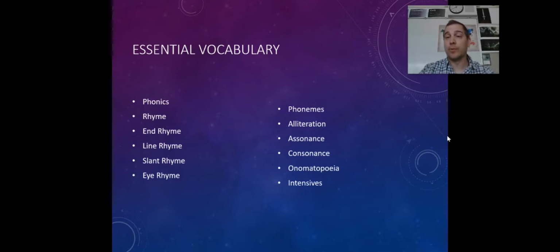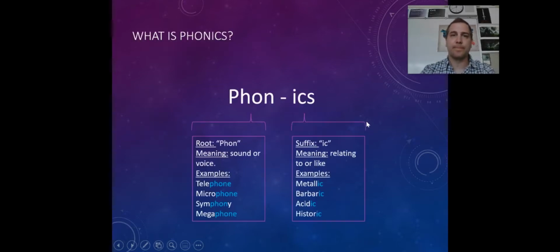Hopefully, you already know what rhyme is. But we're going to be going over phonics, rhyme, I rhyme, line rhyme, slant rhyme, phonemes, alliteration, assonance, consonants, onomatopoeia, and phonic intensives. These are all things that really help you change the sound of your poetry to improve your message. Because remember, poetry is all about getting that message across that you really want to communicate.